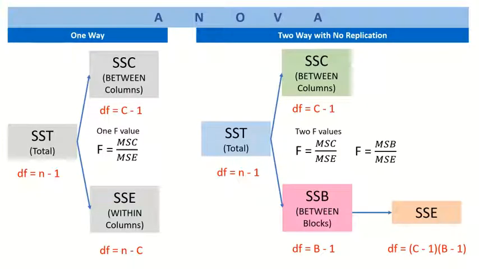So the difference now between one-way and two-way ANOVA with no replication is that in getting the sum of squares total, you don't only get the sum of squares between columns, you also need to get the sum of squares between blocks. And then the sum of squares error is going to be obtained from the sum of squares between blocks.